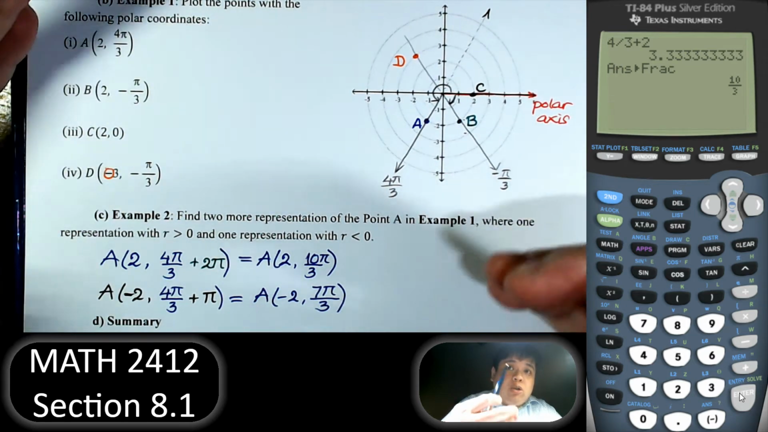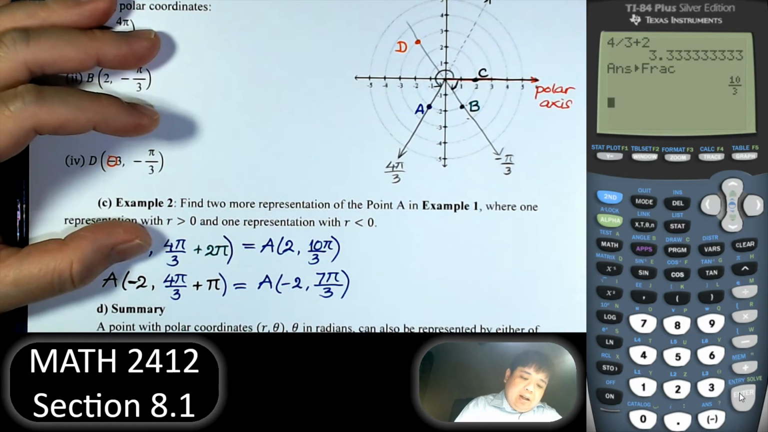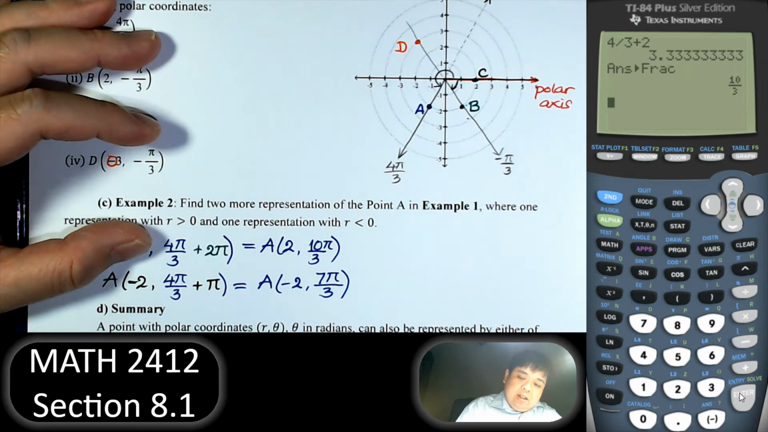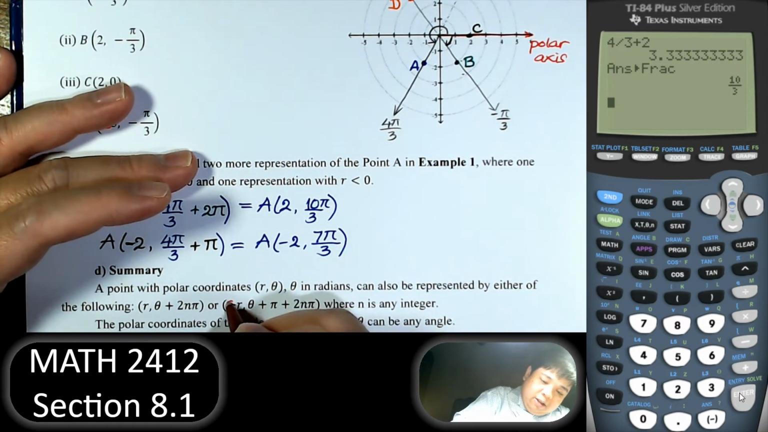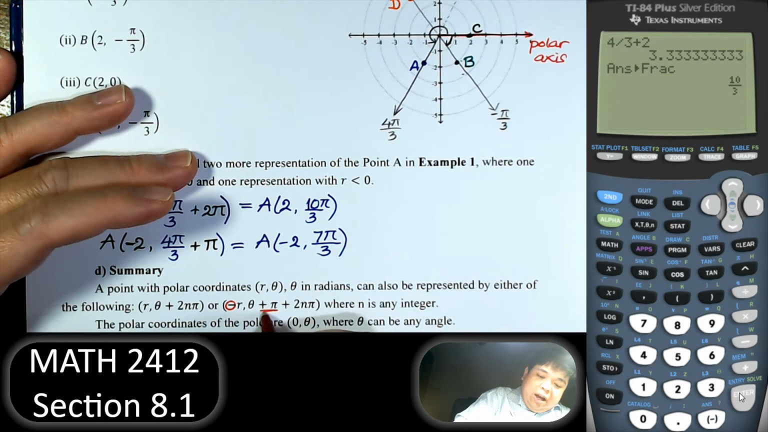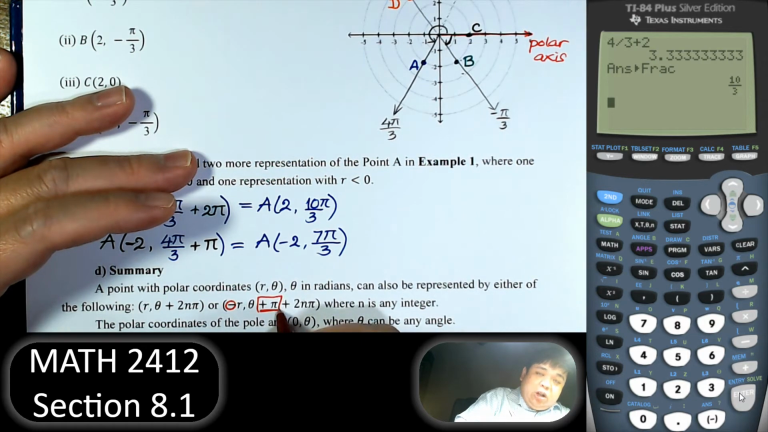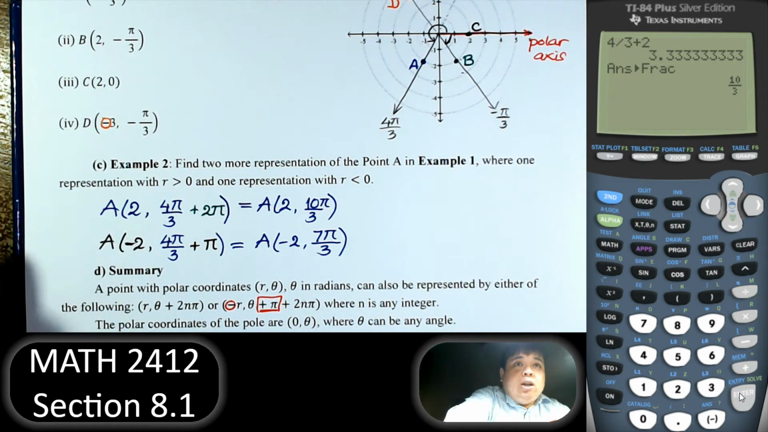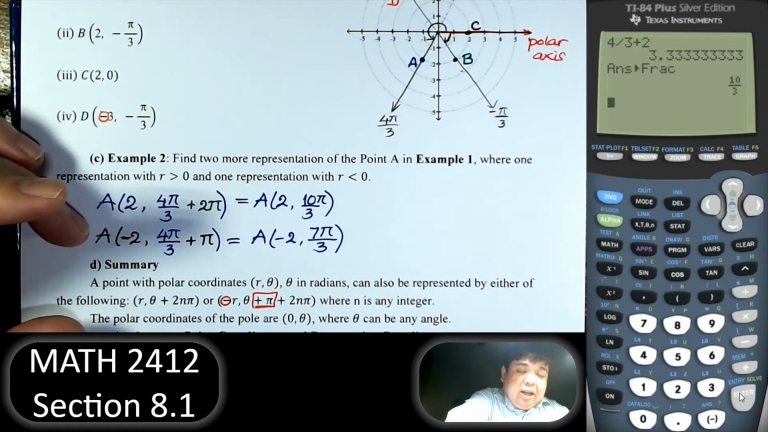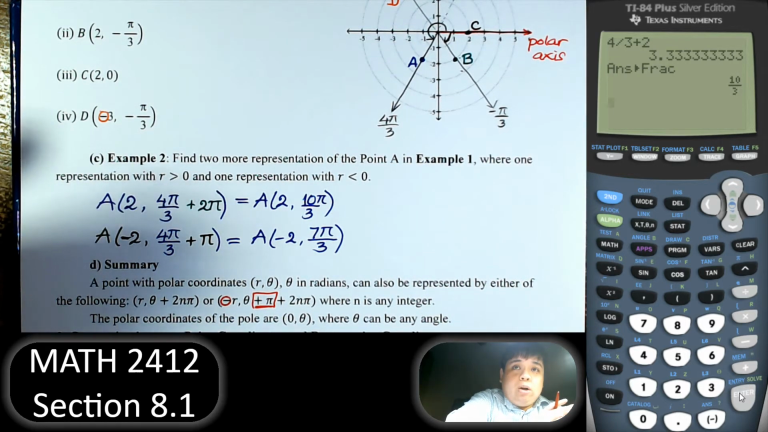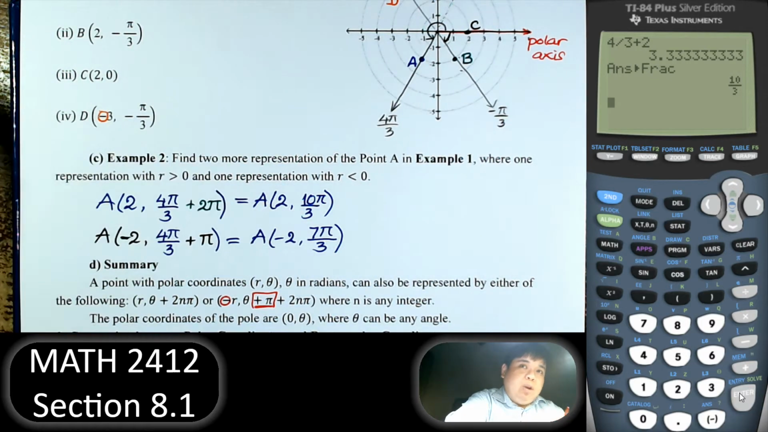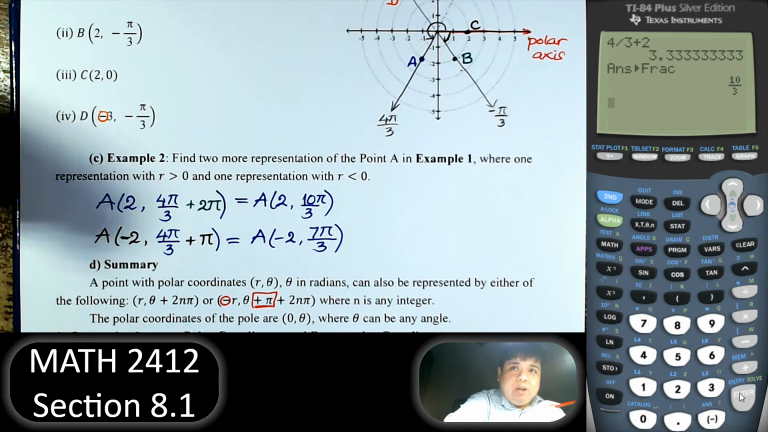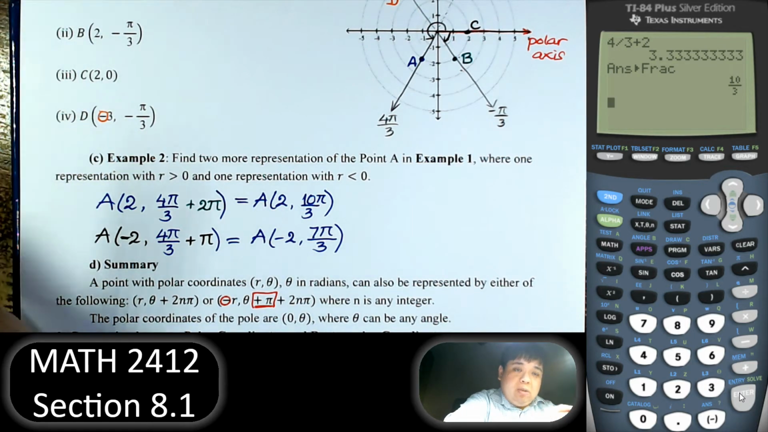Because if we want positive r, we can go and add 2 pi to it. If we want to turn into negative, we have to add half a revolution to go to the other side. Right, so that's what we have in the summary here. A representation of the same point. Different representation in polar, but we have the same representation in the rectangular. Or we could say it's just different representation of the same point.